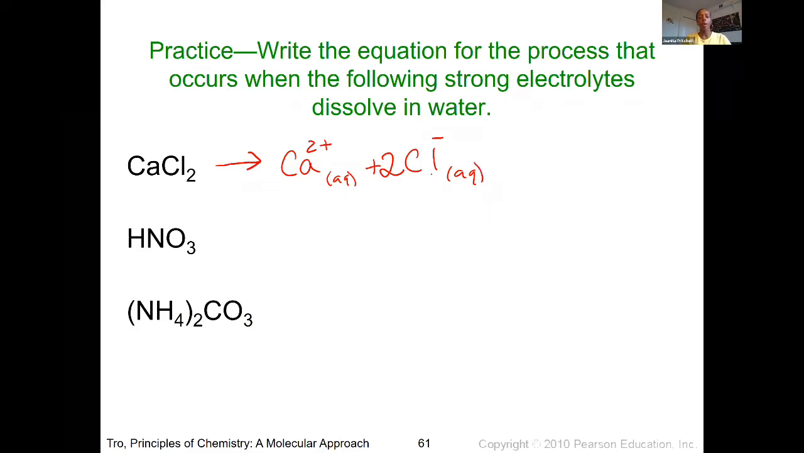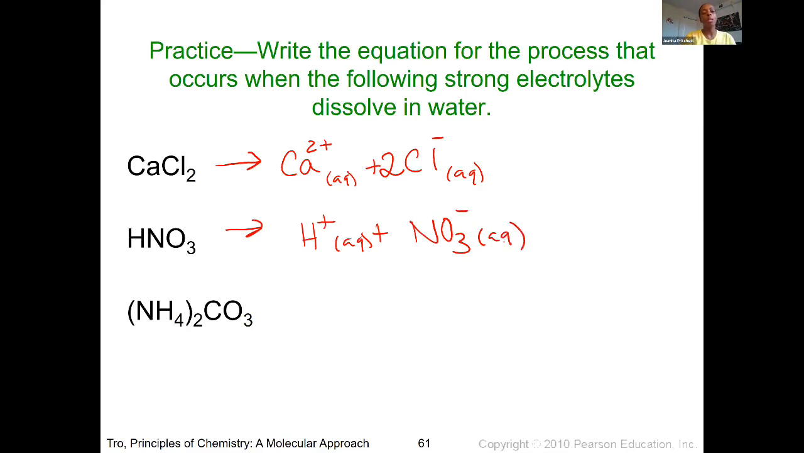Okay. Now, if we have HNO3, that's our nitric acid, we would expect it will ionize, and we're going to see our hydrogen ion plus the nitrate ion kept together, which has a -1 charge. And again, we get the aqueous designation because it's now in solution.